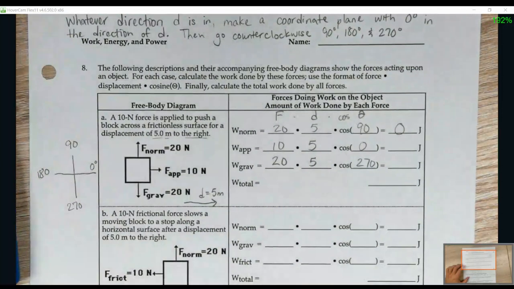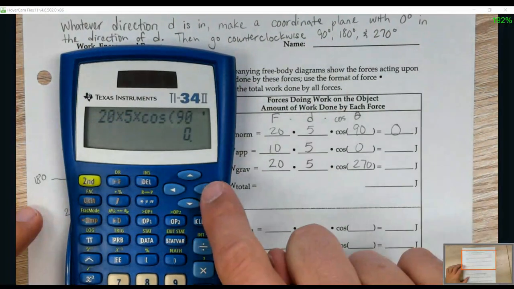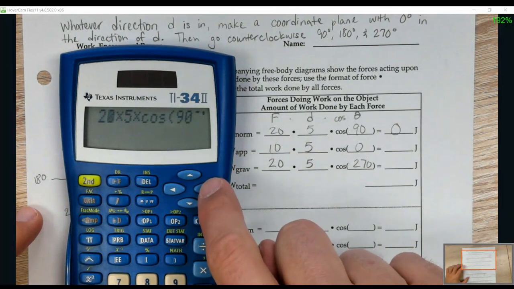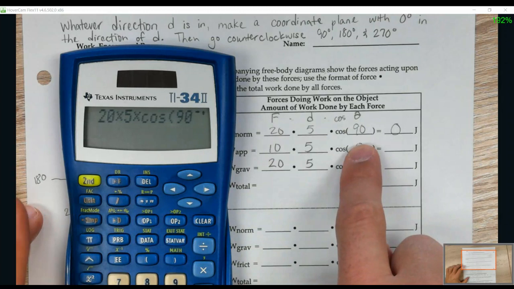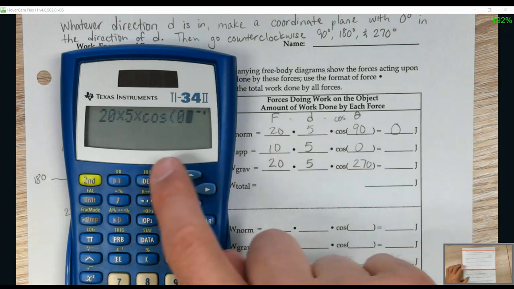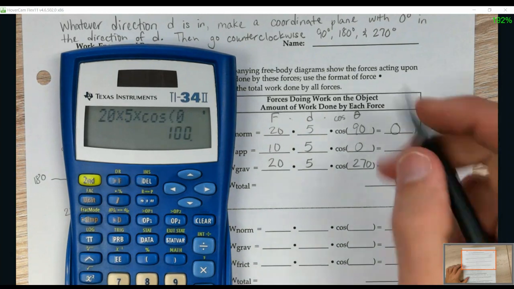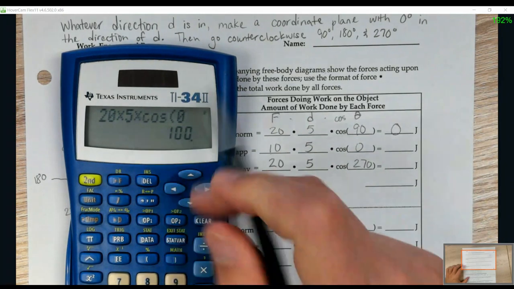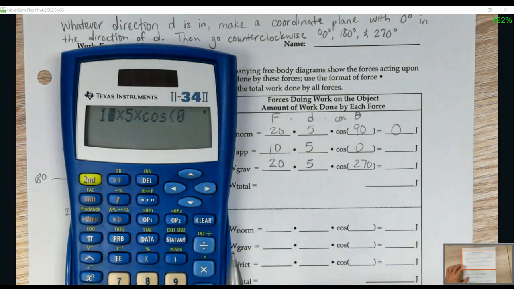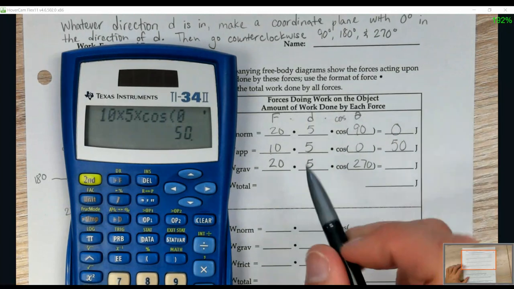Answer there is 0. The applied force. I'm not going to retype this whole thing because if I just hit the arrow and go right over the 9, I can change the angle. Oh, sorry, never mind. I had to change this one. This one has got to be 10. So 10 times 5 times cosine of 0, and this would be 50 joules.